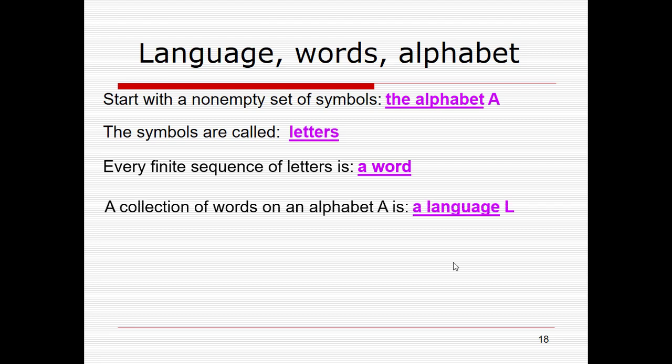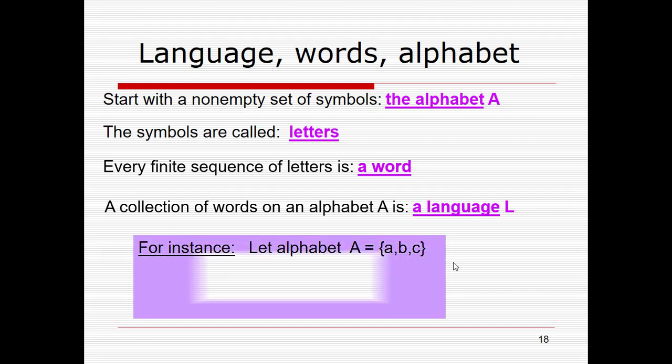And then, of course, if we put all these possible words together, then again we have a set, but now a set of combinations of letters. And this collection of words on a specific alphabet is called a language. So a language is just a set of words.